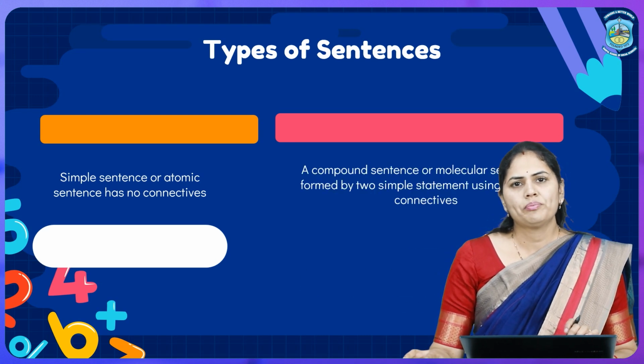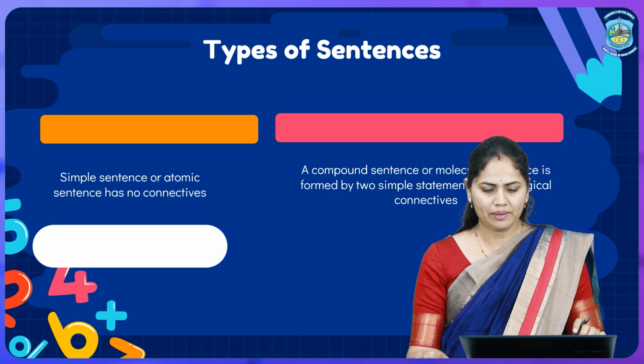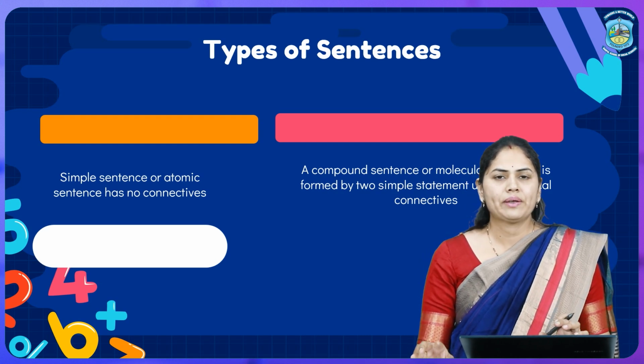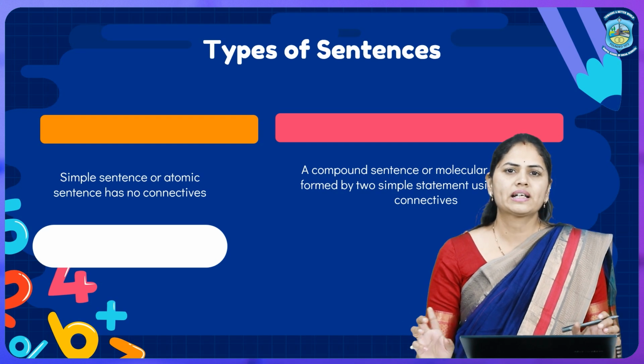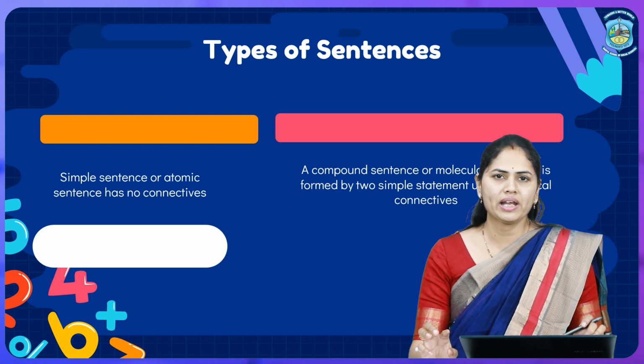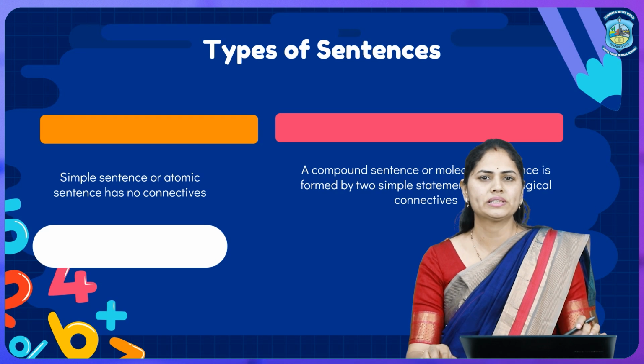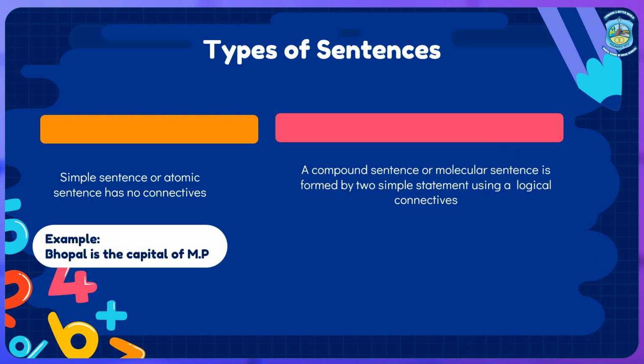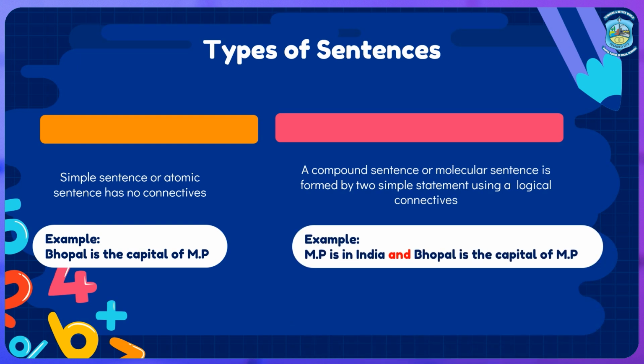A compound sentence or molecular sentence has some logical connectives, or we can say when two simple statements combine together using some connectives, that will be called a compound statement or molecular statement. Example: MP is in India and Bhopal is the capital of Madhya Pradesh. So, here this 'and' is a connective which is joining two simple sentences together.